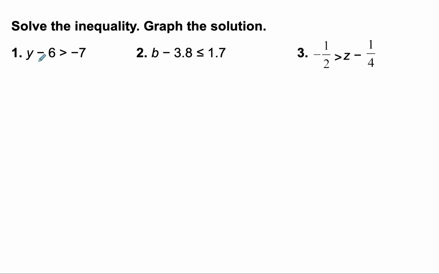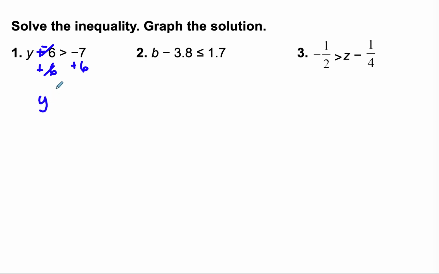So for number 1 here, I have y minus 6 is greater than negative 7. So I need to get rid of the minus 6 by adding 6. In equations like this, you don't have to do a boom boom. You certainly can. A lot of people do it anyway. This is a negative 6 minus 6. Either way, I'm still going to add a positive to cancel it out.